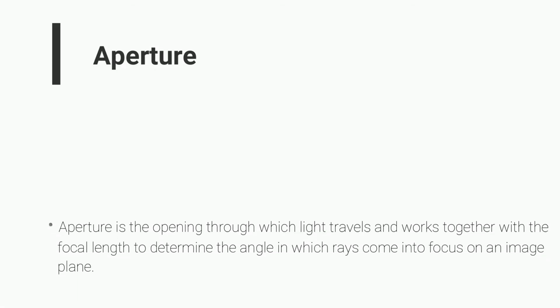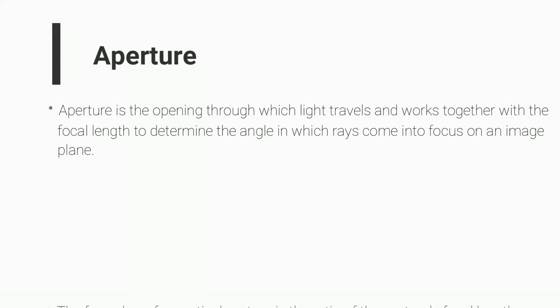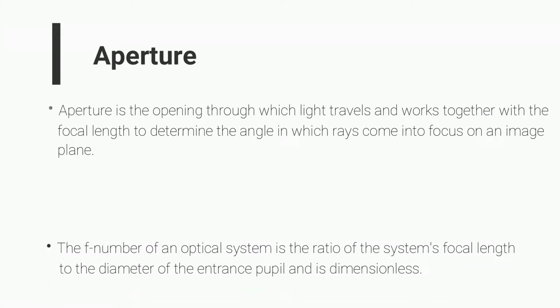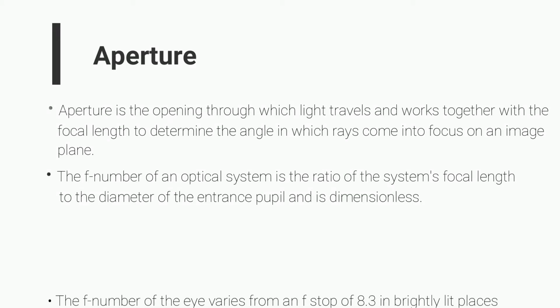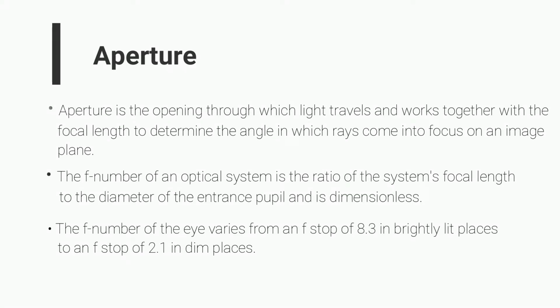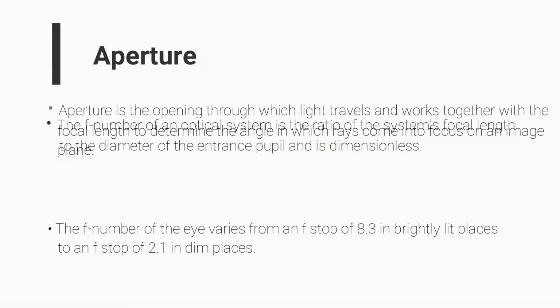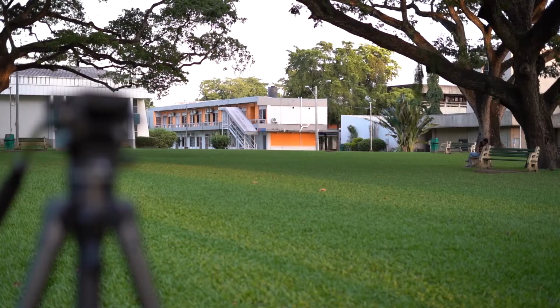Aperture is the opening through which light travels. The aperture and focal length determine the angle at which rays come into focus on an image plane. When the shutter release button is hit, this allows the opening of the camera to catch a glimpse of the desired image. The f number of an optical system is the ratio of the system's focal length to the diameter of the entrance pupil. It is a dimensionless number that measures the speed of the lens.